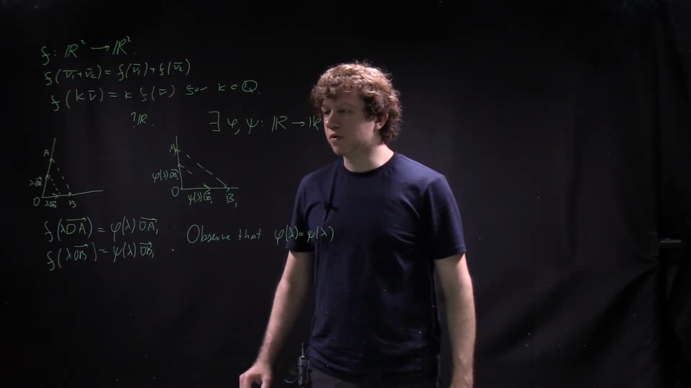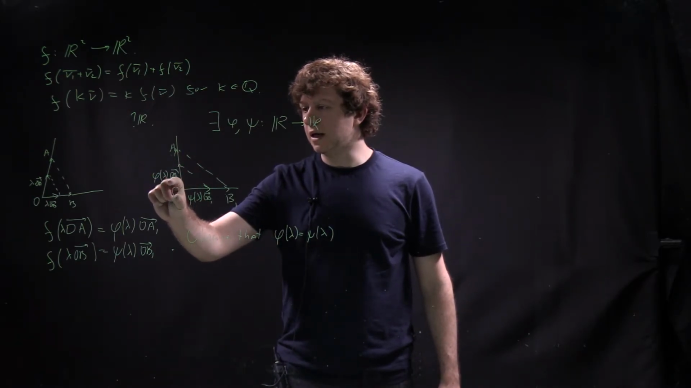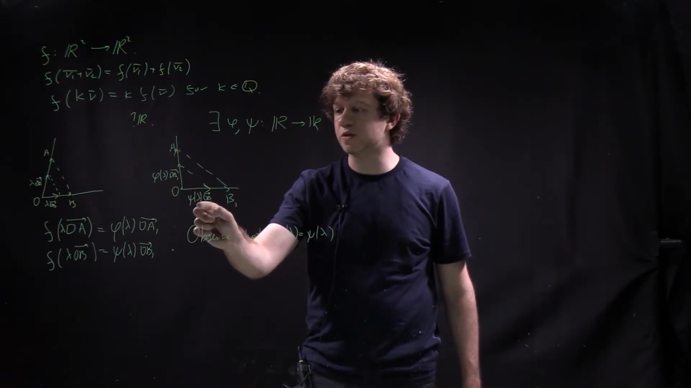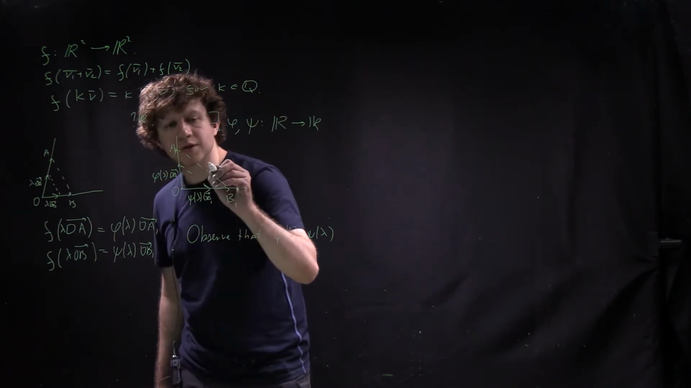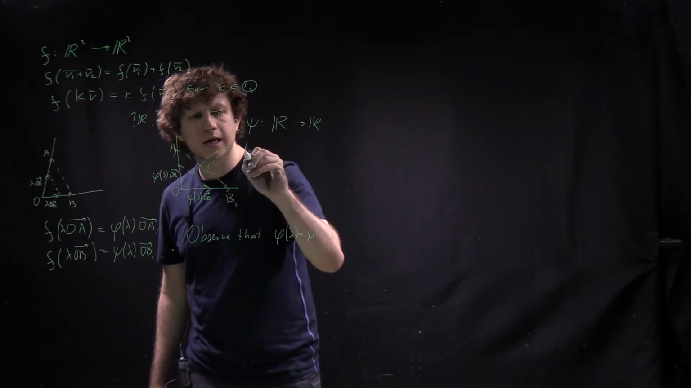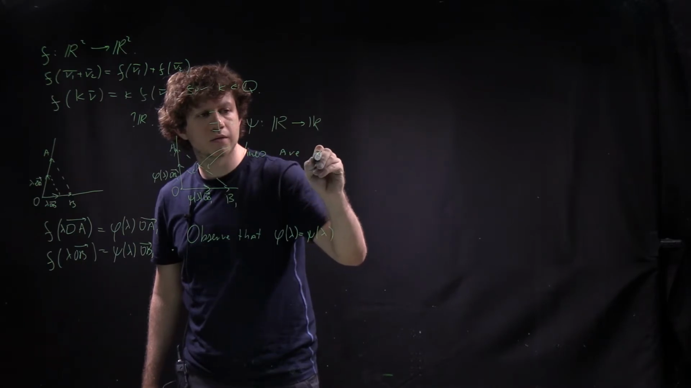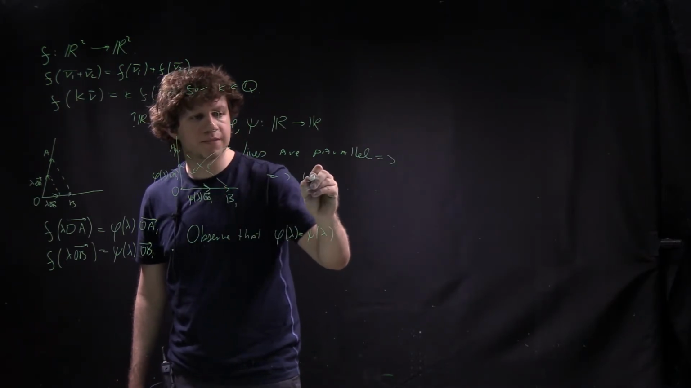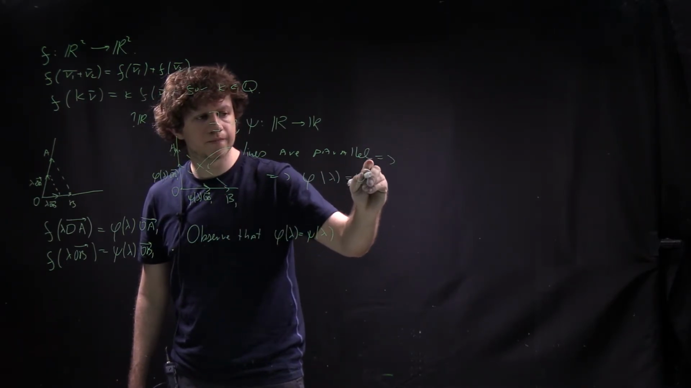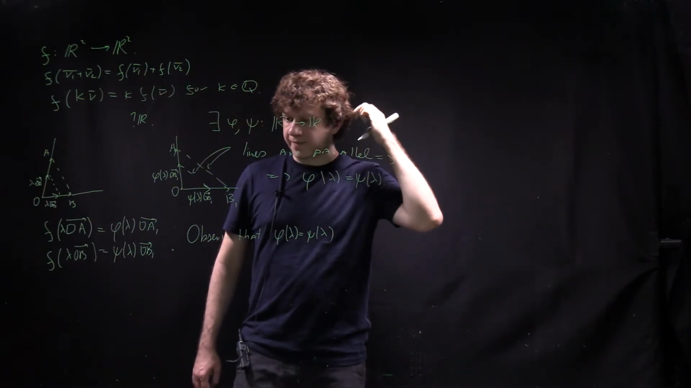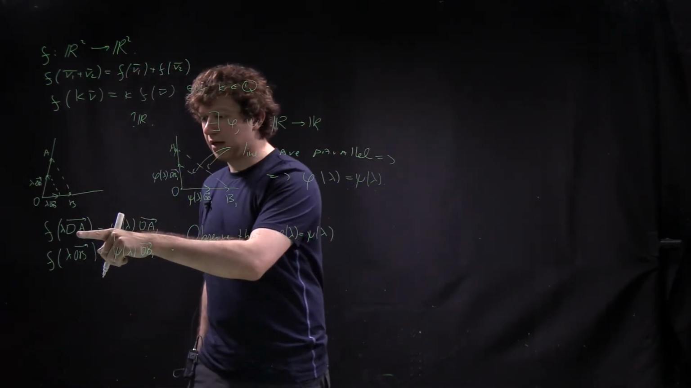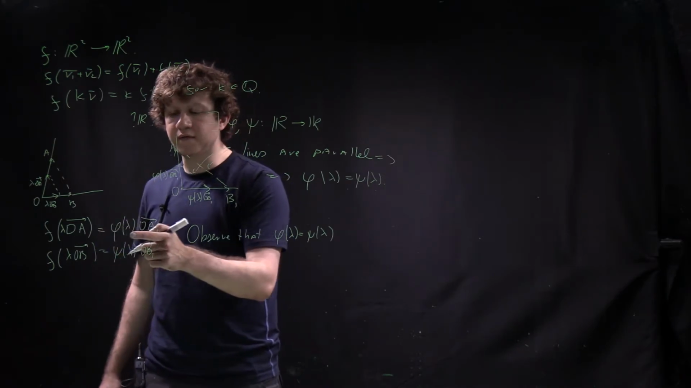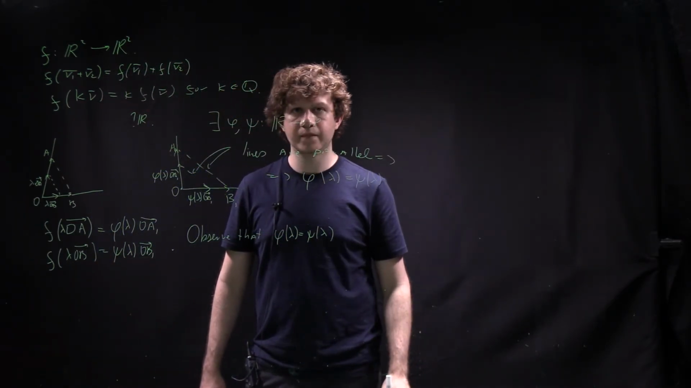And so we deduce that the coefficient of proportionality, which is phi of lambda here, has to be equal to the coefficient of proportionality, which is psi of lambda here. So these lines are parallel, and thus their coefficients, phi of lambda equals psi of lambda. Okay, so at least we know that the way f rescales OA, how it changes the coefficient, is the same for OA and OB. Perfect.